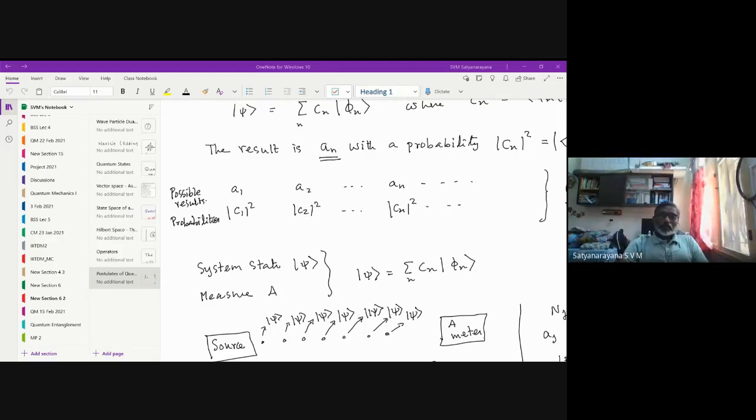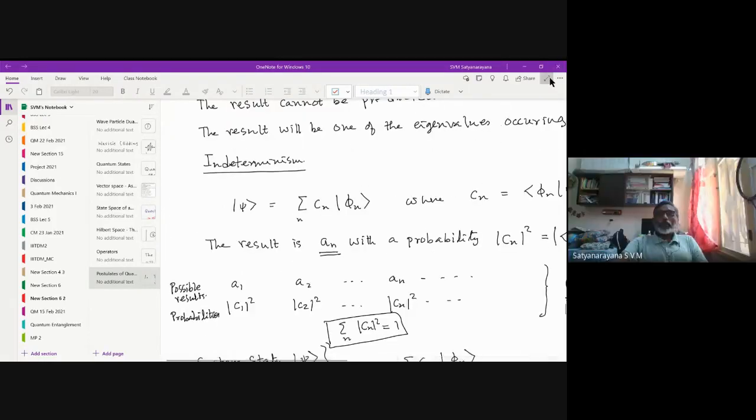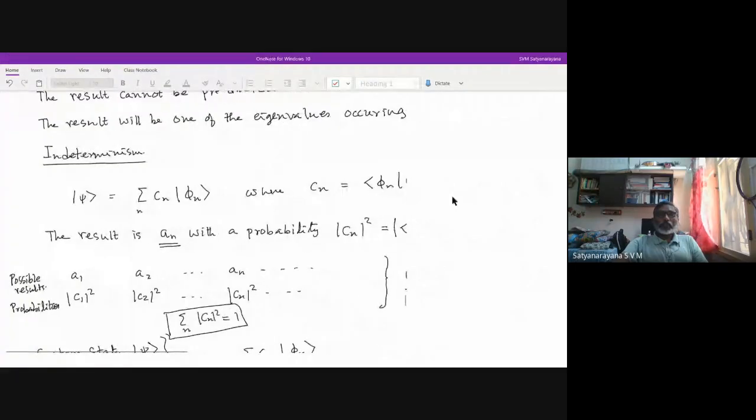Yes, sure. I think I didn't write it. It's good that you mentioned it. So the sum of mod Cn square over n has to be equal to 1. So why does this need to be followed, sir? I want to understand that. What do you mean by why this needs to be followed?